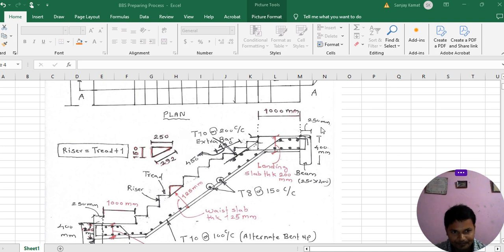Now we know this value after bending, no? And from here, see, this is the starting 45 degree, and this is the ending 45 degree sloping. Okay, and this is the landing, and then this is the ending of the sloping.